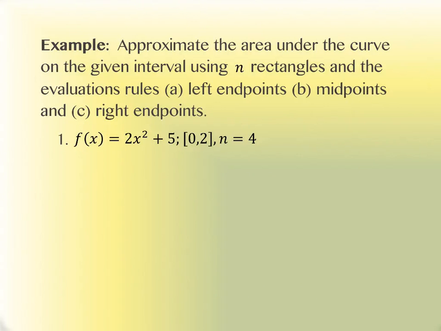All right, so we're going to do an actual equation with one now. This one tells us our directions are to approximate the area under the curve on the given interval using the number of rectangles described and the evaluation rules. Those are the descriptions that we talked about above. We're going to do it for the left endpoint, midpoint, and right endpoint. I realize that's out of the order of what I described above. That's okay. We'll just do it in the order that your book uses. So they go from left endpoint to midpoint to right endpoint.